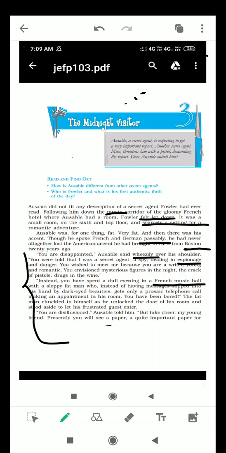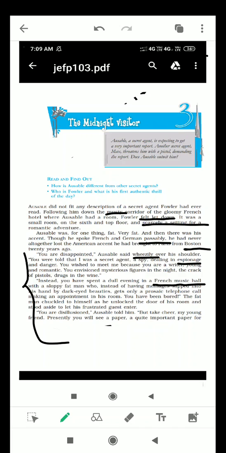The fat man chuckled, meaning smiled, chuckled to himself as he unlocked the door of his room and stood aside to let his frustrated guest enter. Now, they moved from the French music hall towards the room of Oswald. Oswald unlocked the door of his room and let his tired, frustrated friend enter. You were disillusioned. I mean, you were confused. You were tired. Oswald told him, but take care.